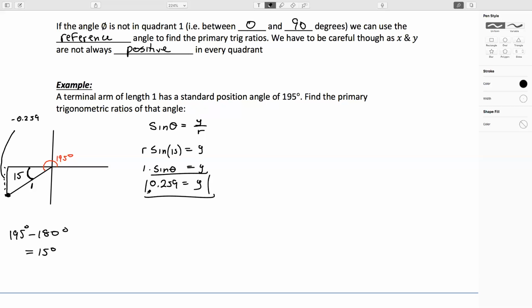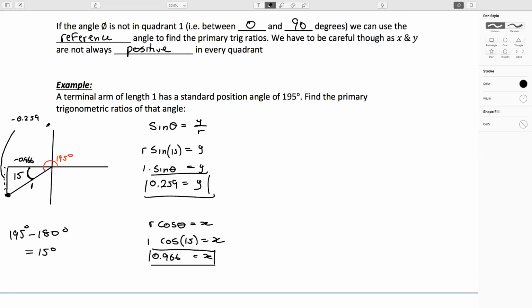You do the same thing with x. So x is going to be our cos theta, which means 1 cos, sorry if you can hear that in the rain, it's just hammering down there. R cos 15 is x. And you end up with x equals 0.966. But again, this is just in terms of our reference angle. So anytime you do this, you'll always get positives if you use reference angles. You've got to remember, we're in quadrant 3. Quadrant 3 has negative x values, so our x value is negative 0.966.